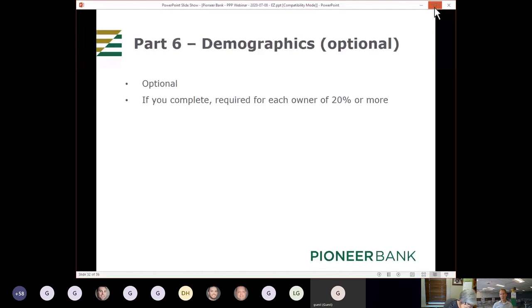Now, one thing to note, it is optional, so you don't have to fill it out if you don't want to. And it'll actually probably save us some work on our side if we don't have to enter it someplace, but that's up for you guys to determine. And the big thing to note is that if you do complete it, it's required for any owner that's greater than 20%. So basically the same people that you had to provide names and social security numbers for, you would include demographic information for.